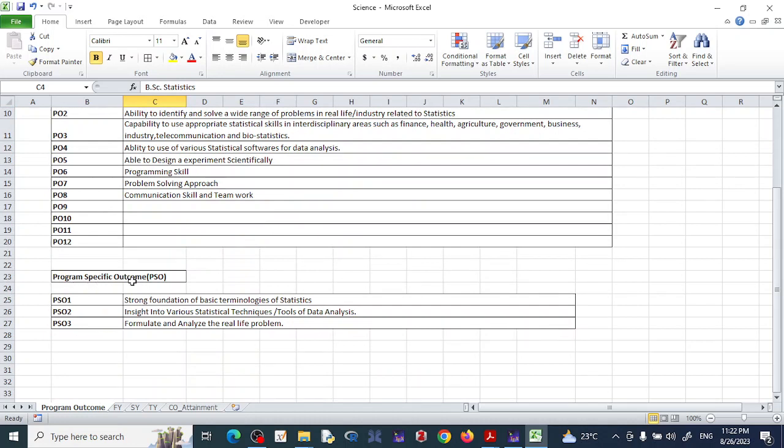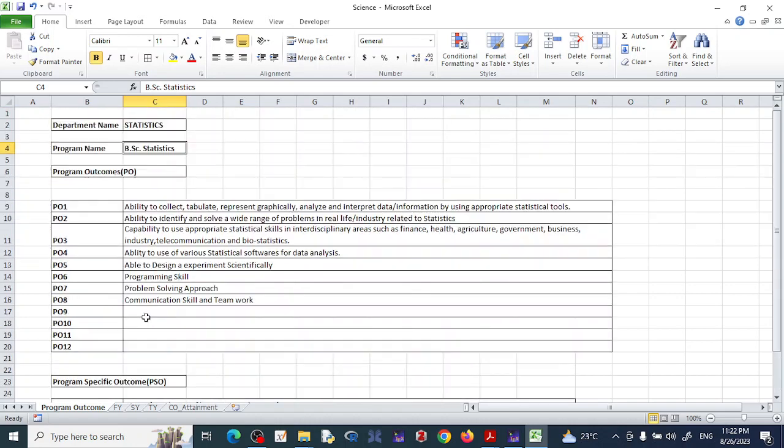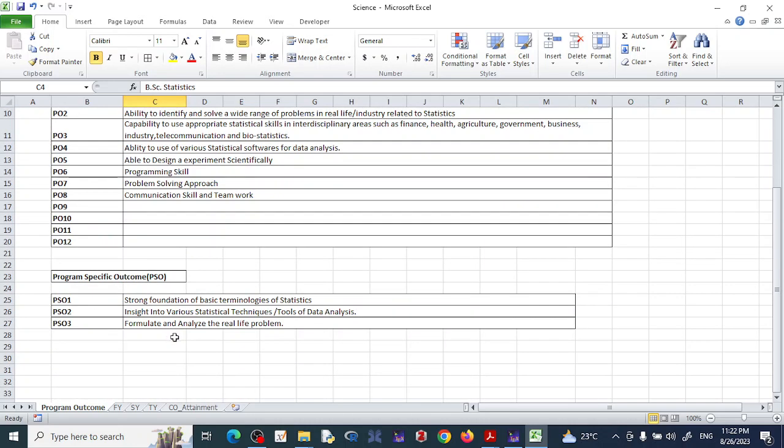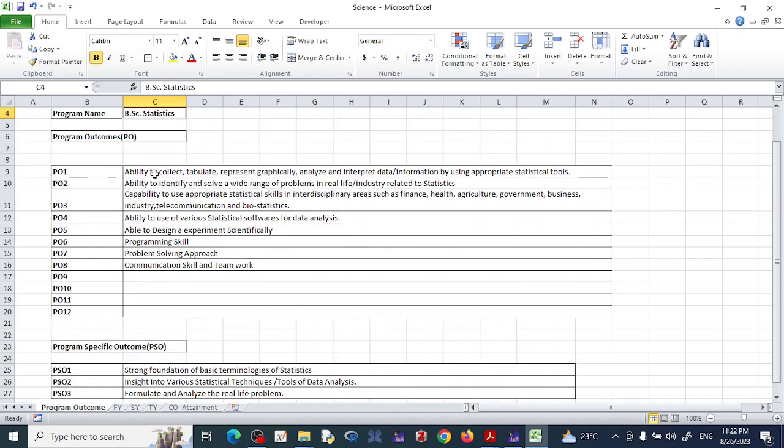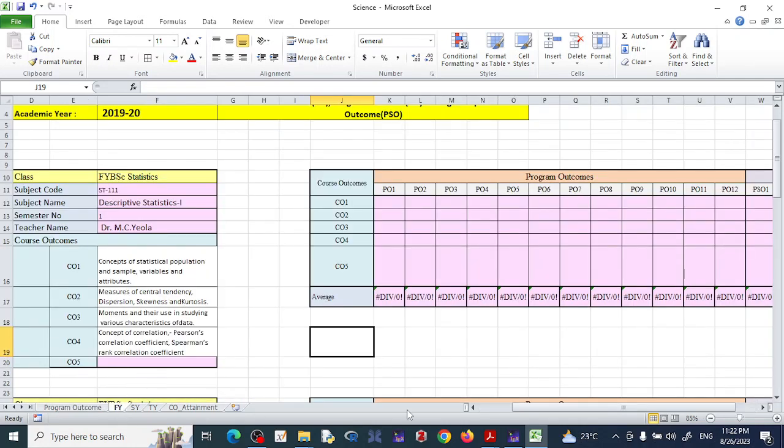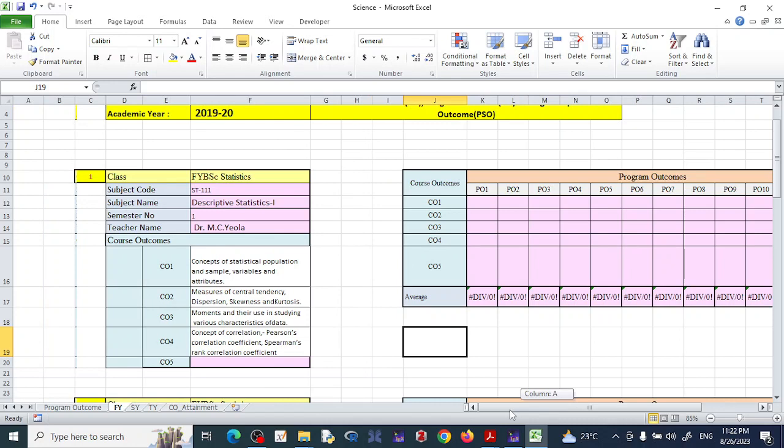Similarly, we have to specify program specific outcomes related to the program. Make sure that you specify maximum 3 program specific outcomes and maximum 12 program outcomes. Then comes the next sheet. Its title is FY. It is for providing the details of all the subjects or courses that are taught during first year of degree program.